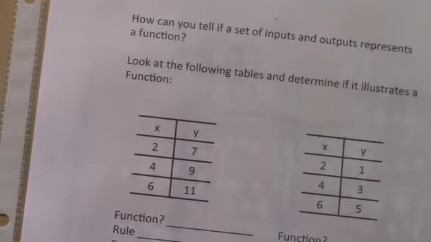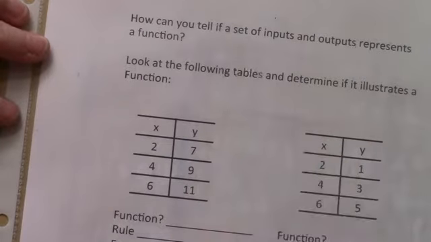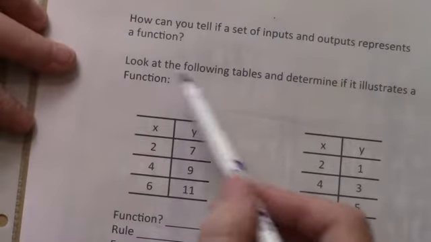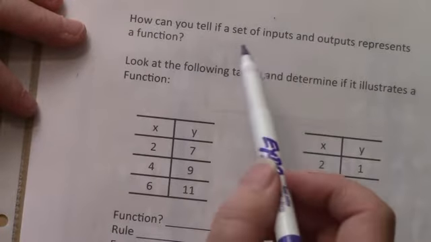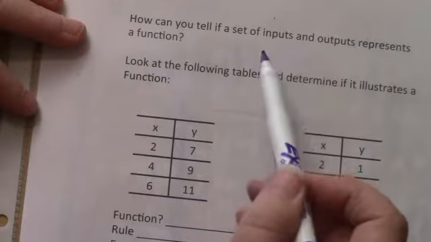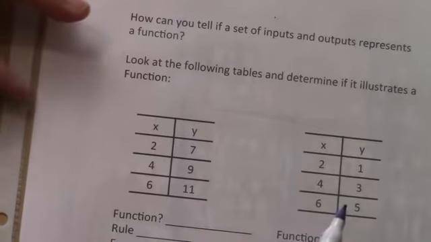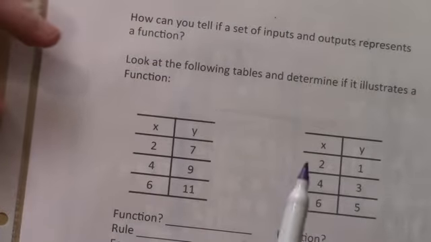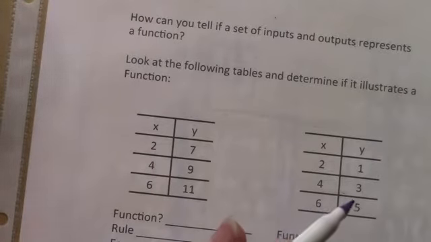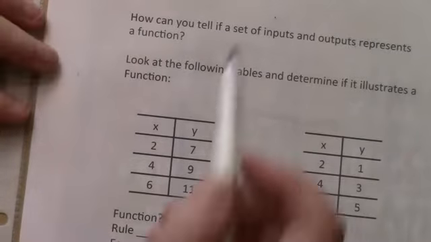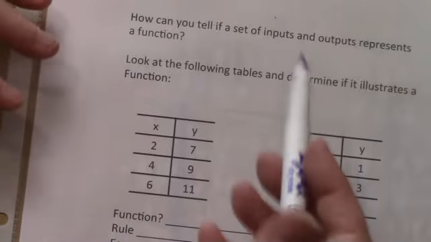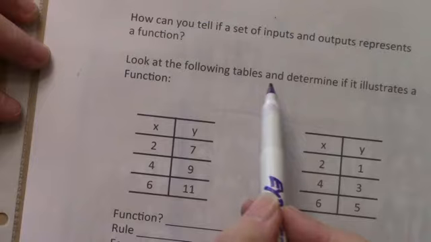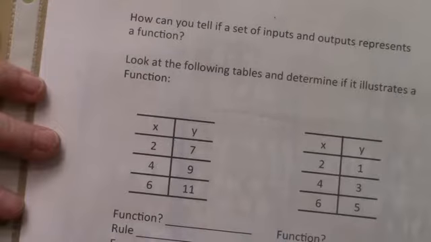How can you tell if a set of inputs and outputs represents a function? Well, let's back that up a minute. What do we need to know? If it represents a function, it means that the numbers have to follow the same rule. Every time you see the word function, think rule. So how can you tell if a set of inputs and outputs are using the same rule? Let's look at the following tables and determine if each illustrates a function.